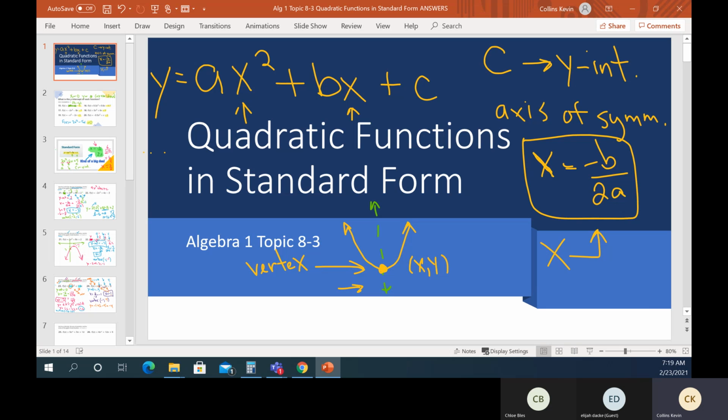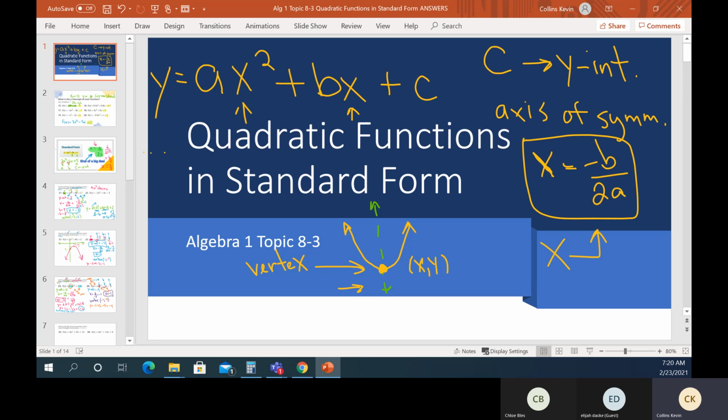Or sometimes I use f of x. But as we've always said, f of x is just a fancy version of y. It's like y is the coffee from the gas station, and f of x is the Starbucks. They're both coffee, but one's a little fancier than the other, right? And more expensive.